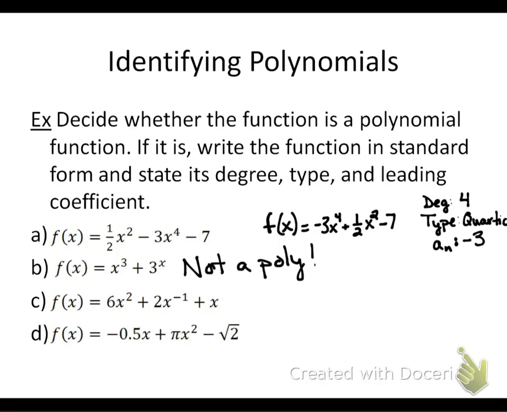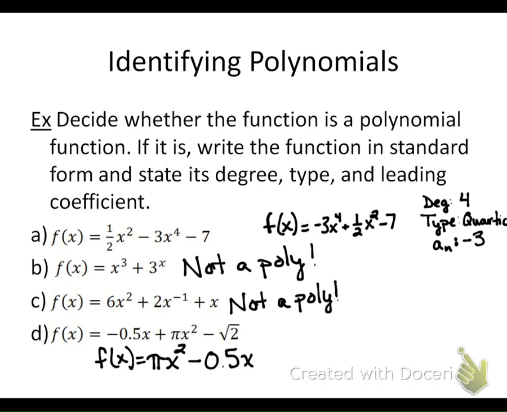Not a polynomial. It cannot have a negative exponent. Standard form: since x squared is the biggest term, the biggest degree, it goes first, then the linear term, then the constant term.